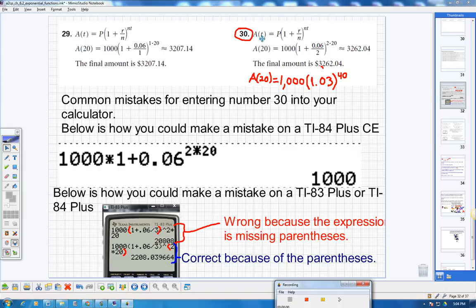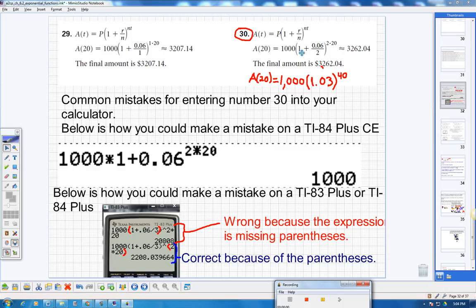A with respect to t is equal to the principal multiplied by the quantity 1 plus the rate divided by the number of times that the interest is compounded annually, raised to n, which is the number of times compounded annually, times the number of years.